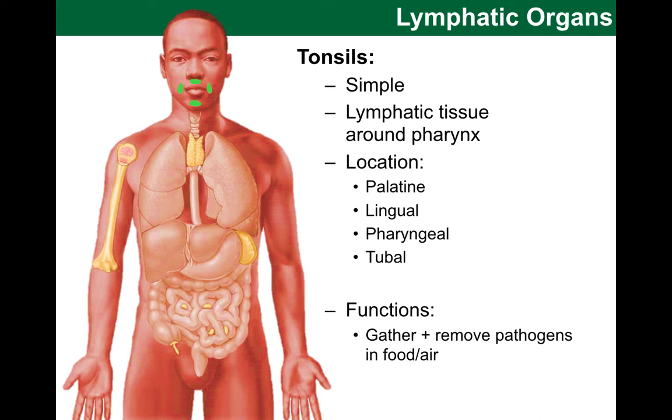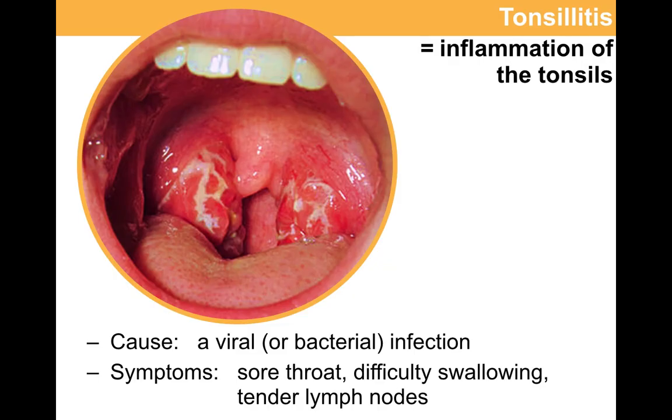So the tonsils' function is to gather and remove pathogens in food and air. I think that many of us have seen this clinical condition, tonsillitis. Tonsillitis is an inflammation of two oval-shaped pads of tissue at the back of the throat. It is usually caused by a viral infection, but many also result from bacterial infection. Typical symptoms include repeated sore throats, difficulty with swallowing, and sensitive lymph nodes.